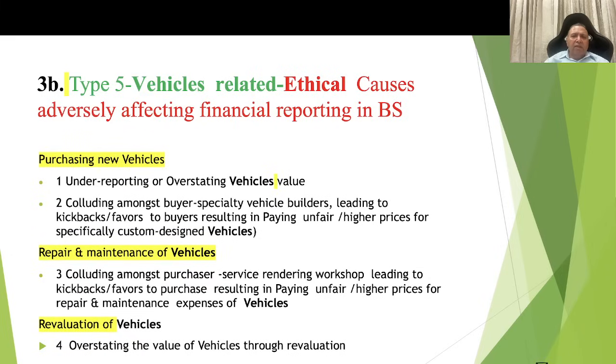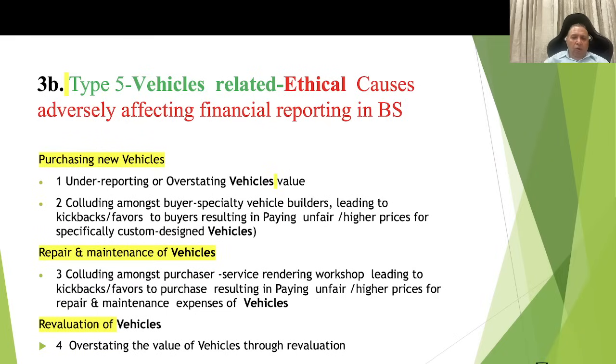Ethical causes that can adversely affect the financial reporting in the balance sheet. Purchasing: for the purchase related, underreporting or overstating vehicle value, colluding amongst the buyer and seller, particularly for the specially built vehicles, leading to kickbacks and favors to buyers, resulting in paying unfair and higher prices. Repair and maintenance of vehicles: colluding amongst the purchasers and service rendering workshop, leading to kickbacks and favors to purchasers, resulting in paying unfair and higher prices for the repair and maintenance expenses of the vehicles.